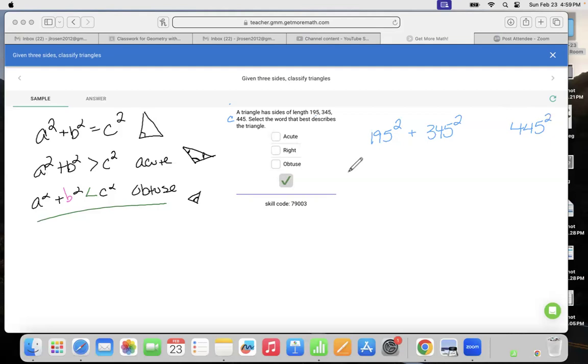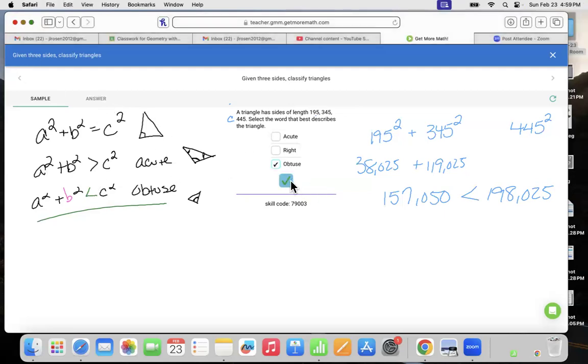So 195 times 195 is 38,025. And 345 and 345. And again, it's already in my calculator, so I'm just going to add those two together, which gets me this. And then compare it to 445 squared. So let's see, it's definitely less than. And when it's less than, it's going to be an obtuse triangle. Right, the two sides are shorter than the third.